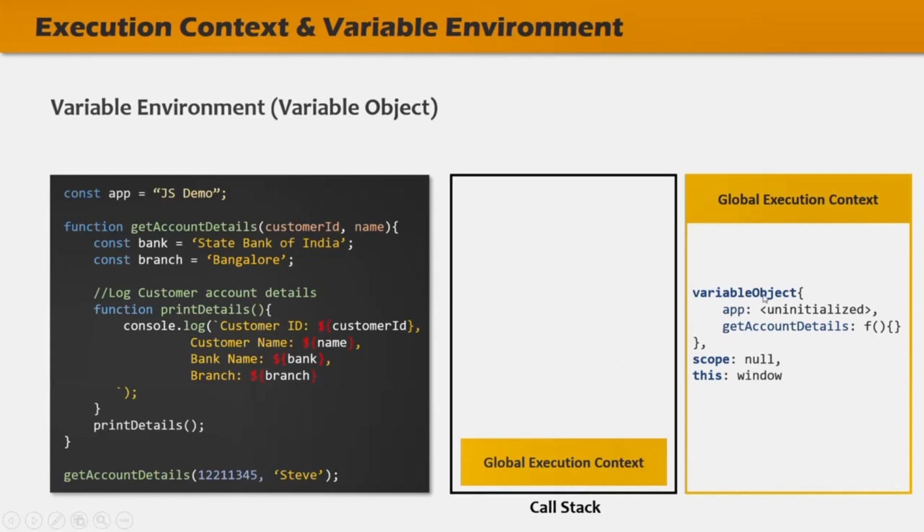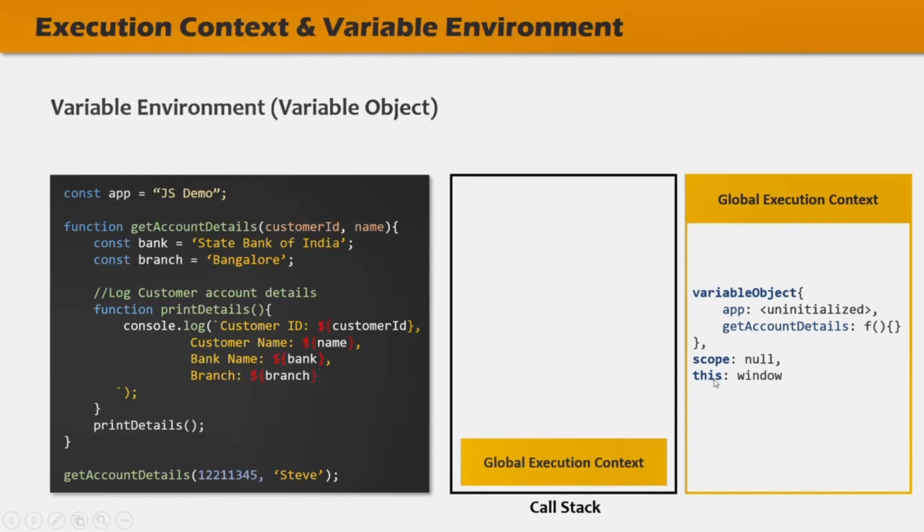So in this variable object, a property with the function name is created and it is going to store a pointer to this function definition in the heap memory. Then for the global execution context, the scope is always going to be null because global execution context is already created for the variables and functions which is present inside the global scope. So there is no other scope outside of the global scope, right? So for the global execution context, the scope will always be null.